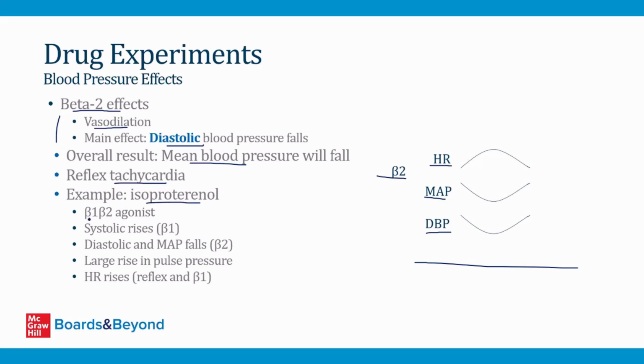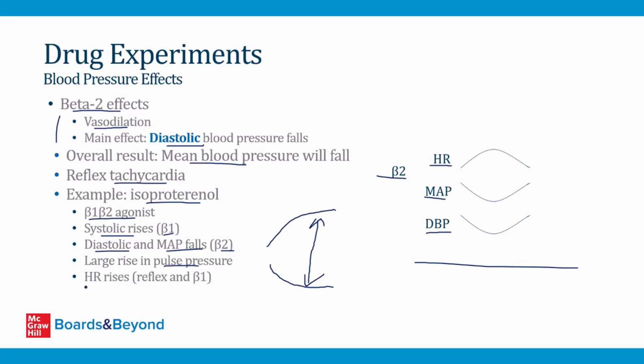isoproterenol, which is a beta 1 beta 2 agonist. It's going to cause the systolic blood pressure to rise through beta 1 effects that raise the cardiac output. However, through beta 2 effects, it's going to cause the diastolic and mean arterial pressure to fall. What this means is you're going to get the systolic pressure going up and the diastolic pressure going down, and therefore the pulse pressure, the difference between these two values, is going to go up. And that's a classic physiologic response to isoproterenol, a large rise in the pulse pressure.